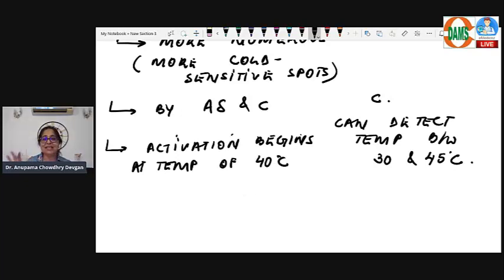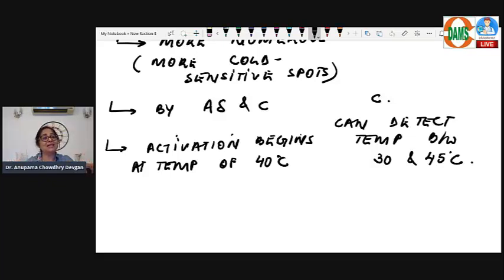Please understand, these thermoreceptors are not meant for temperature regulation. They are meant for detection of temperature on the skin. For example, if I place an object, like this glass of cold water, on the skin, this is going to activate my thermoreceptors. This is what I meant by thermoreceptors. This is what is meant by somatic receptors.